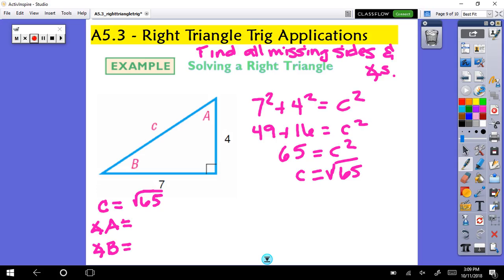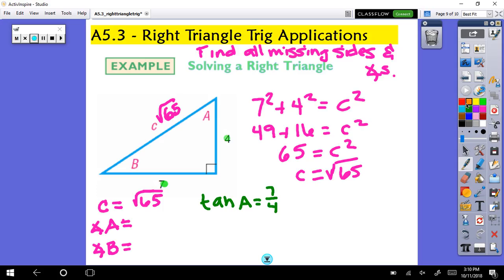All right, angle A. Here's what I don't like to do. Sometimes we like to use one trig function over another, everything in terms of sine or cosine or tangent. But in scenarios like this, I really want you to go back to what's given, because if you use the square root of 65 and it was wrong, then you would be doubly wrong for answering A and B. So if we look at angle A, we're going to use tangent because we have our opposite and our adjacent. So tangent A is equal to 7 over 4.